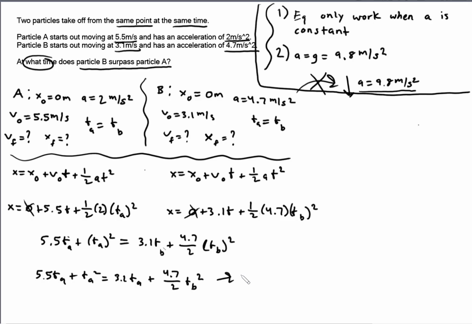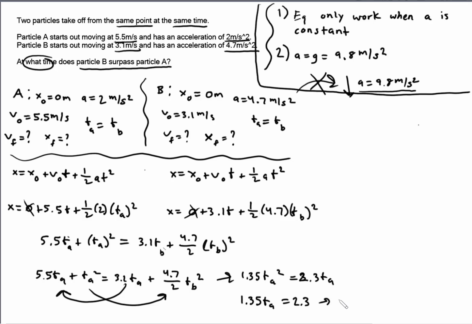Now you can actually just combine like terms here. So 4.7 divided by 2 is just going to be 2.35. So this is 2.35, and we'll bring the t of a squared over here. So this becomes 2.35 minus 1. So we have 1.35 t of a squared. Don't forget the squared. Now we'll move this over here just to make it easier and avoid negatives. So what's 5.5 minus 3.2? That's going to give us 2.3, is equal to 2.3 t of a. Now we can cancel out one of the t of a's here, and we get 1.35 t of a is going to be equal to 2.3.